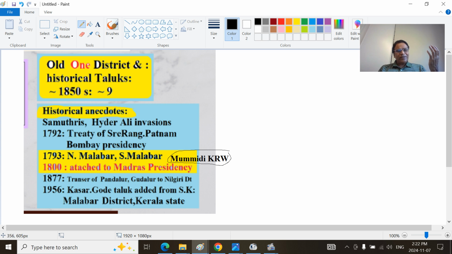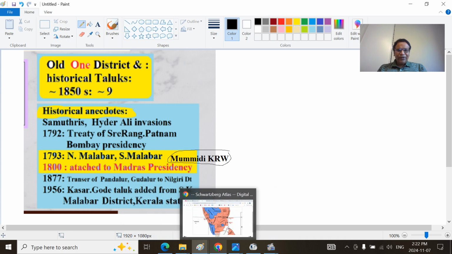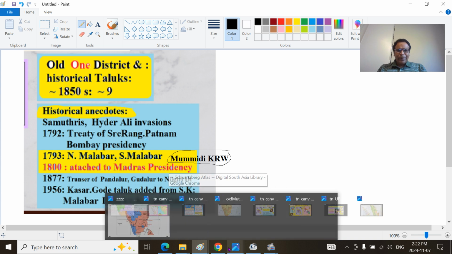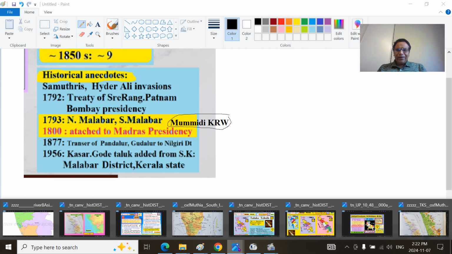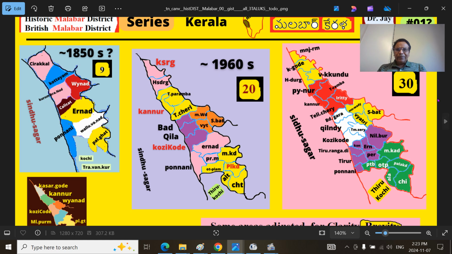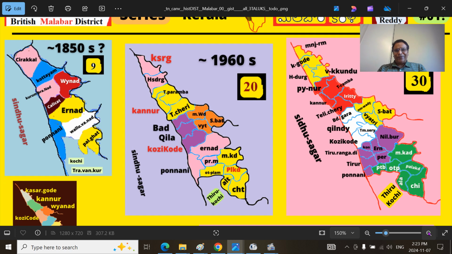1956, Kasargode Tehsil was added from South Canara to Malabar district, later elevated to Kasargode district. So that is the broader part, and I will take these three so that you will have an idea of how the current 20 or so taluks were formed. You can say the Kasargode Hosdurg came from South Canara district. That's the Mangalore district.